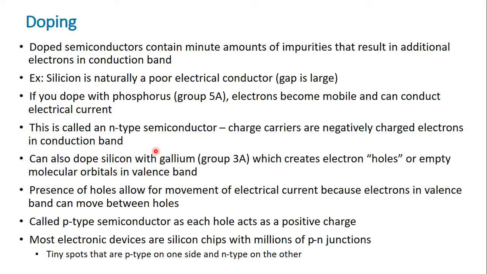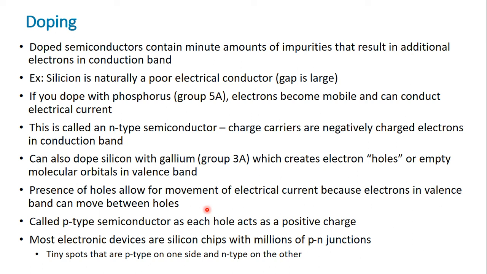Or you can dope silicon with gallium. You create holes, or empty spaces. These holes allow the movement of electrical current because now your electrons can move between the holes. This is called a p-type semiconductor because you can think of each hole as a positive charge. So by adding electrons with phosphorus, you are making an n-type semiconductor. By adding holes with gallium, you're making a p-type semiconductor.